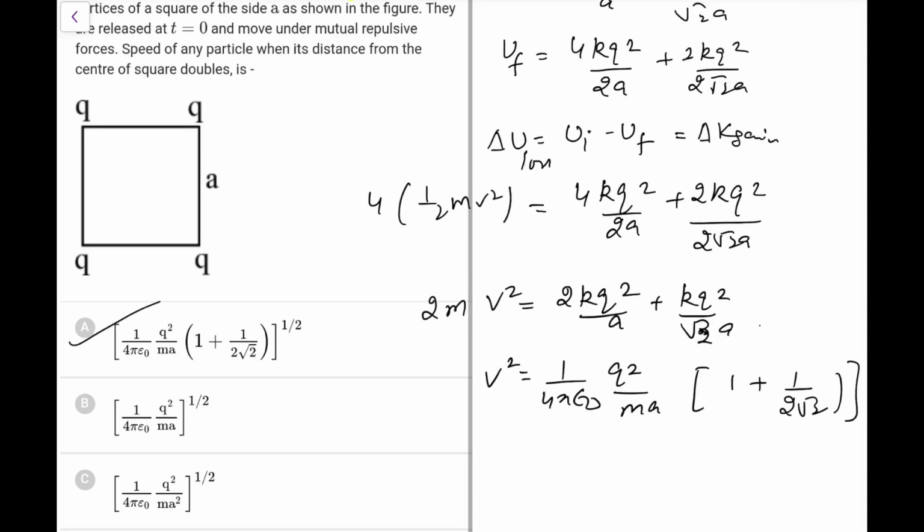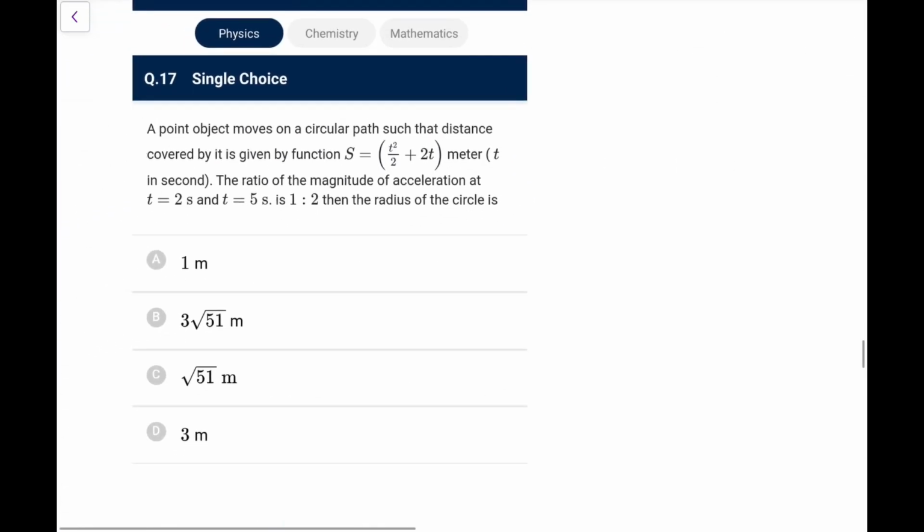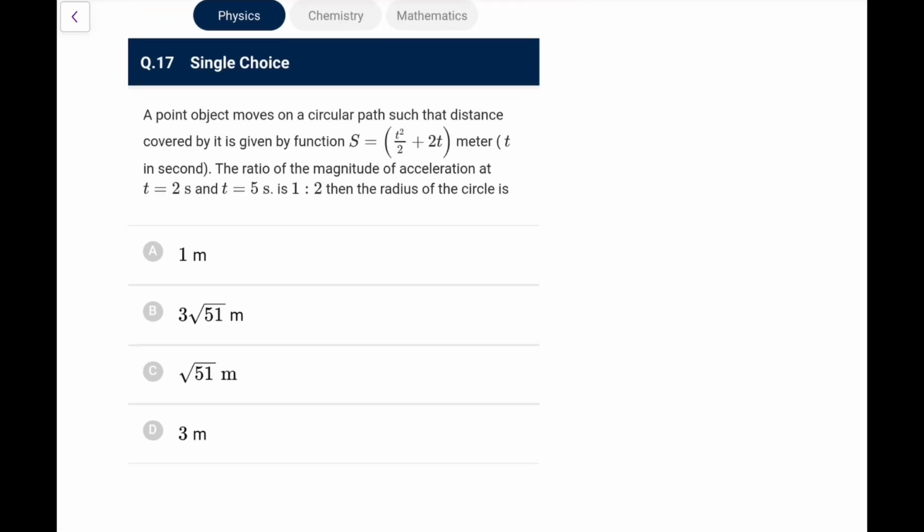Let's say this is A. Next, a point object moves on a circular path such that the distance covered is like this. The ratio of the magnitude of acceleration at 2 seconds and 5 seconds is this. Then find the ratio of the radius of the circle.